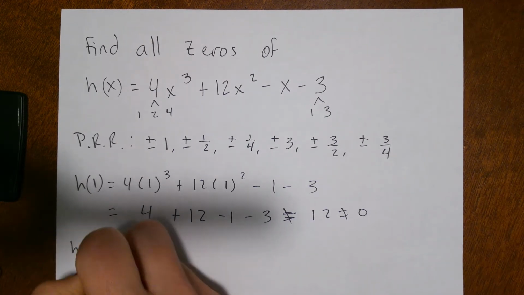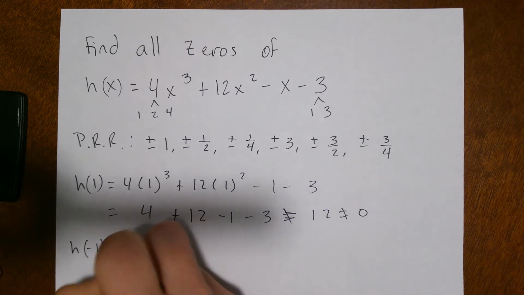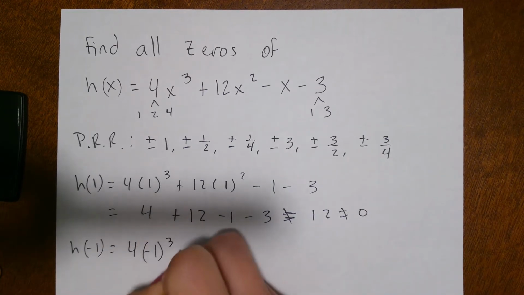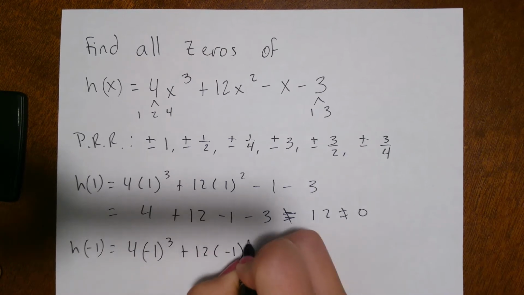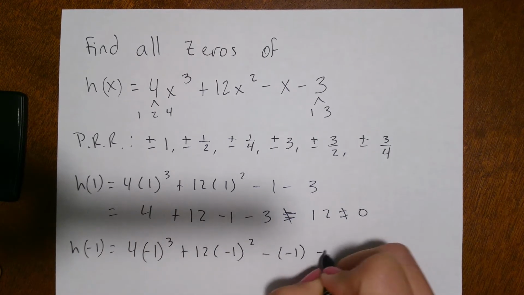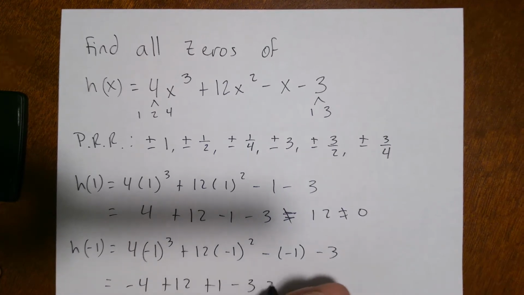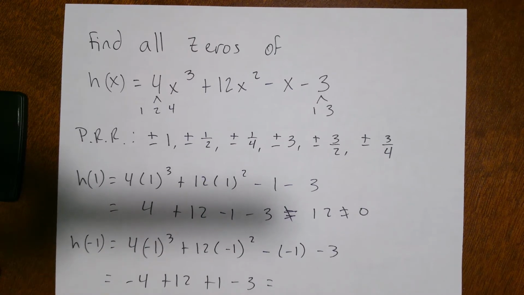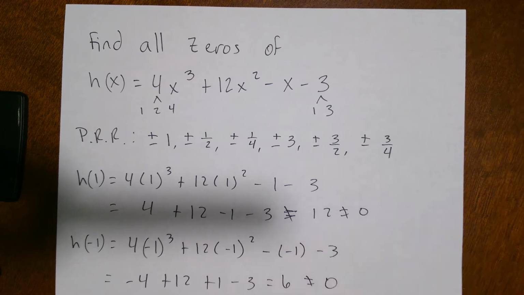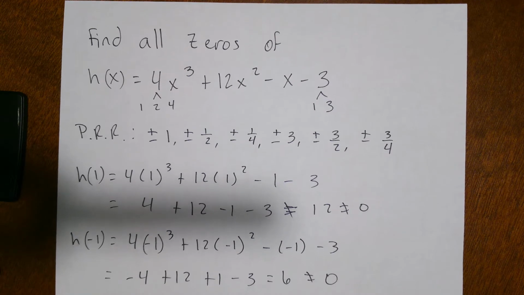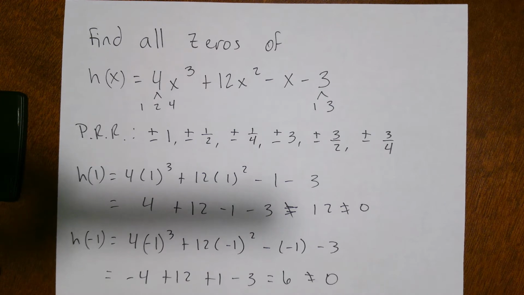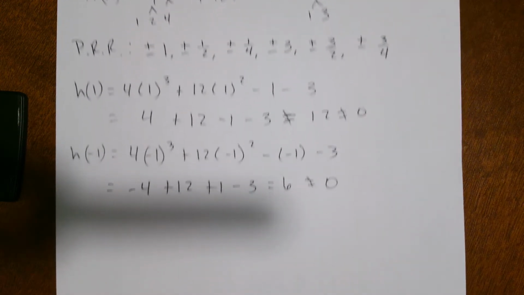Let's do negative 1. So if I plug in negative 1, and of course you could use a basic calculator for this, I'm going to get negative 4 plus 12 plus 1 minus 3. Again, this is not going to give me 0. I think it actually gives me positive 6, which is not 0. Alright, so let's keep rolling. I'm going to skip over all my fractions. If I don't have to work with them, I don't want to, right? So I'm just going to go to positive 3. Let's see what 3 gives me.